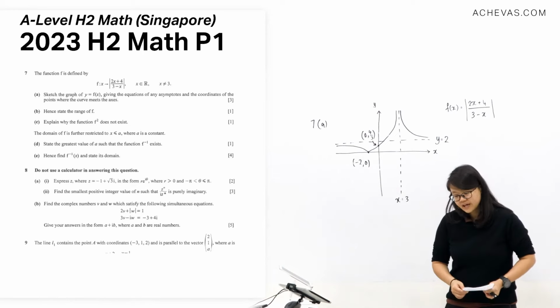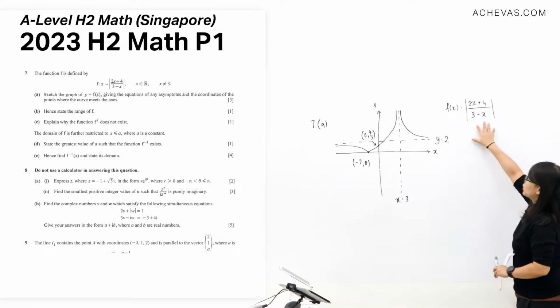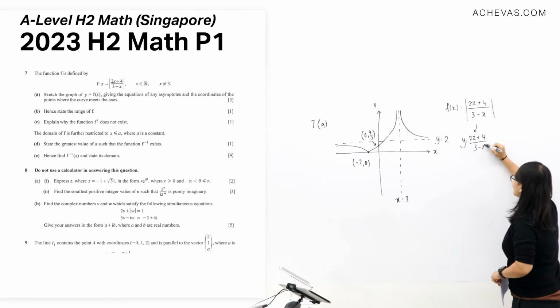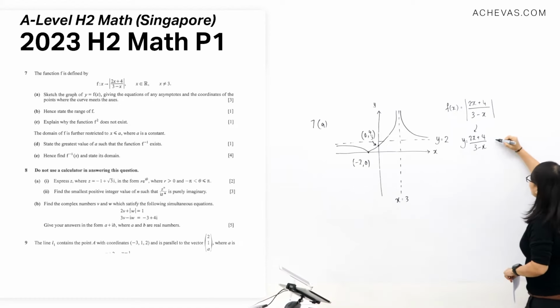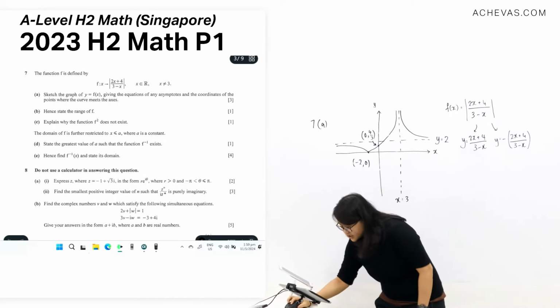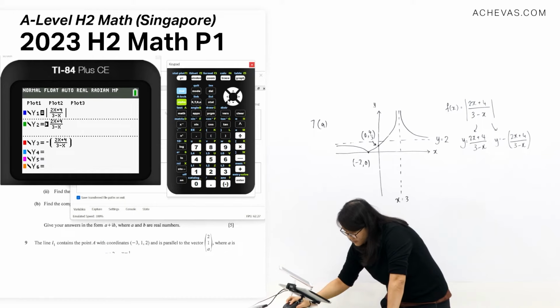Part E, hence find f inverse of x and state its domain. Now let's take a look at this modulus function over here. I will need to decide if I'm using y equals to 2x plus 4 over 3 minus x to arrange subject and get the inverse, or I will be using the negative of this function over here and arrange the subject to get the inverse. In order to decide, I'm going to go to the GC and I'm going to plot these two graphs out. So I'm going to plot the first one and the second one.